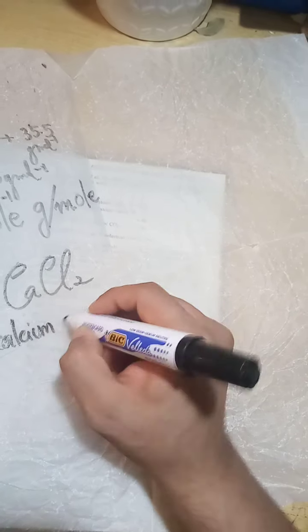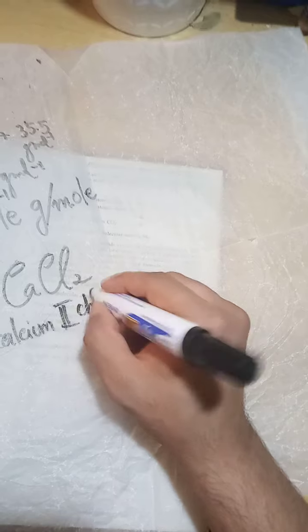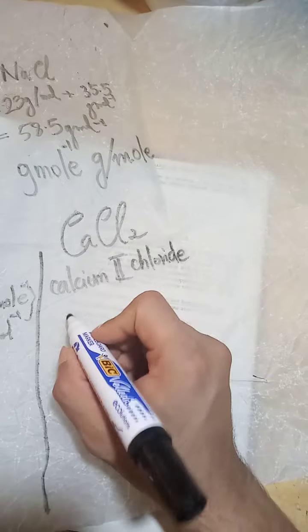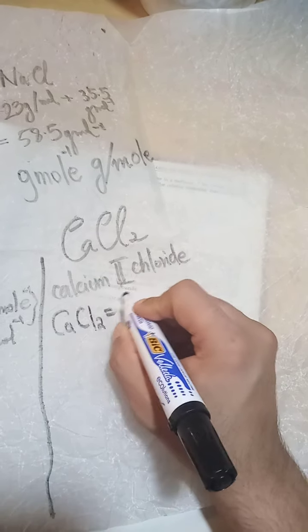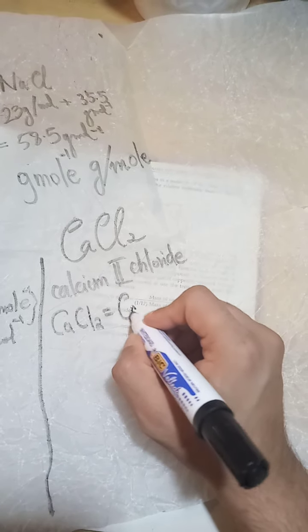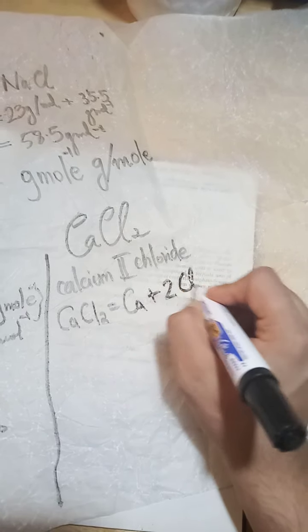It's known as calcium chloride. That's its IUPAC name. Now, calcium chloride would be 1 atom of calcium and 2 atoms of chlorine.